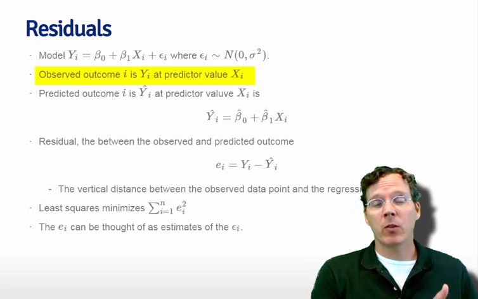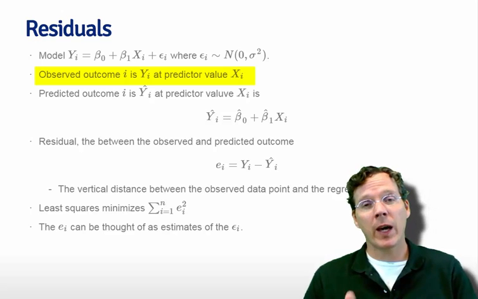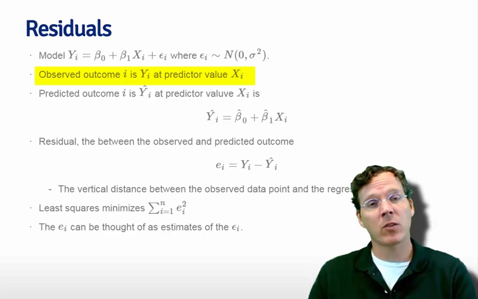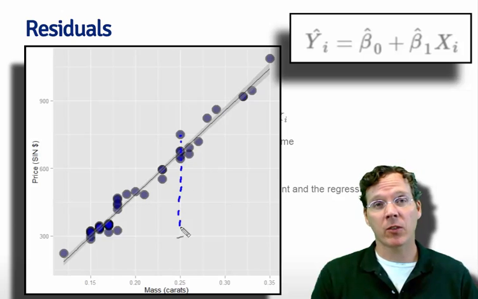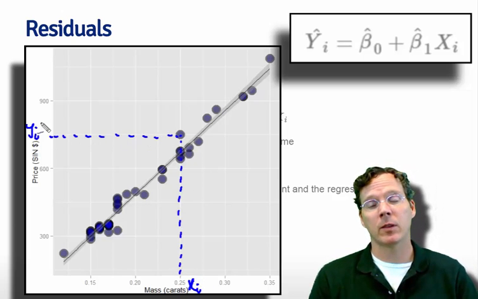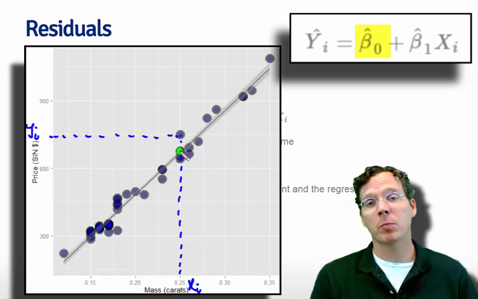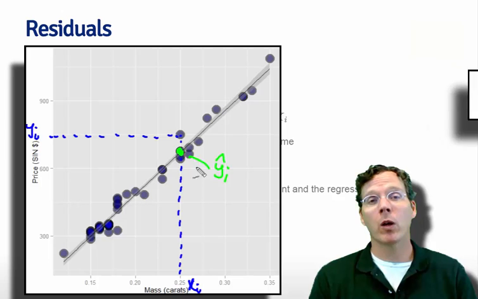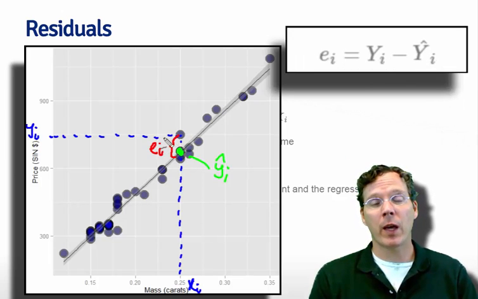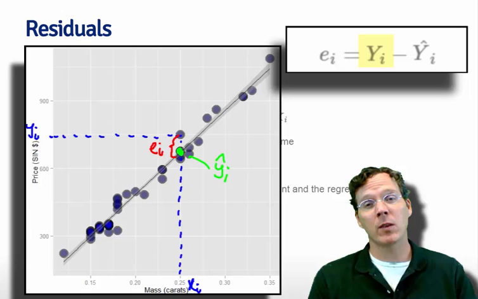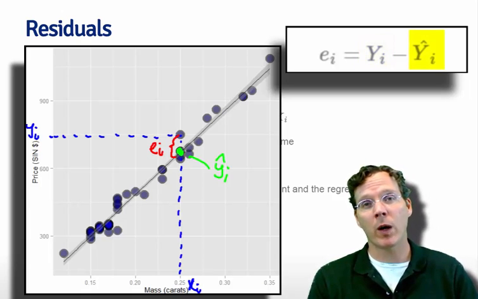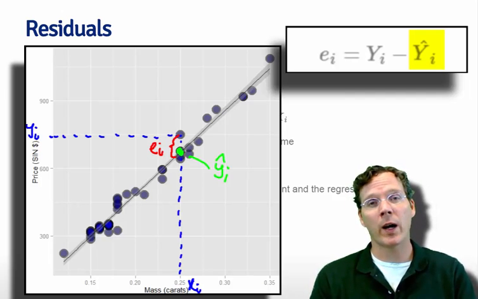Remember, the outcome is yi for predictor value xi at that specific index i. So yi is a price, xi is a mass. The point on the line corresponding to xi is yi hat. We can figure out yi hat by just plugging in beta naught hat plus beta 1 hat times xi. Our residual is nothing other than the vertical distance between the observed outcome, yi, and the fitted value, yi hat. So ei is equal to yi minus yi hat.